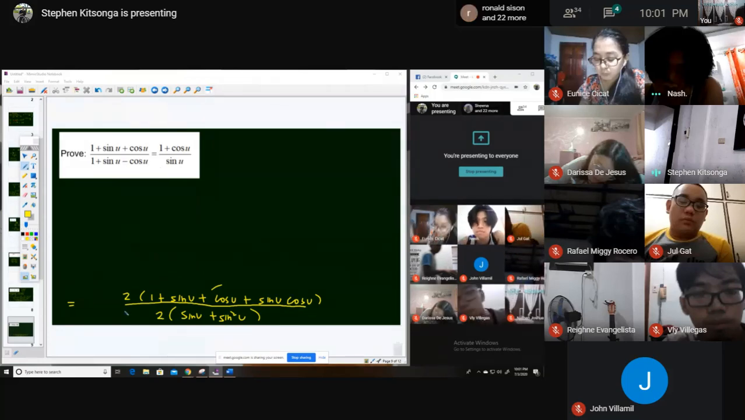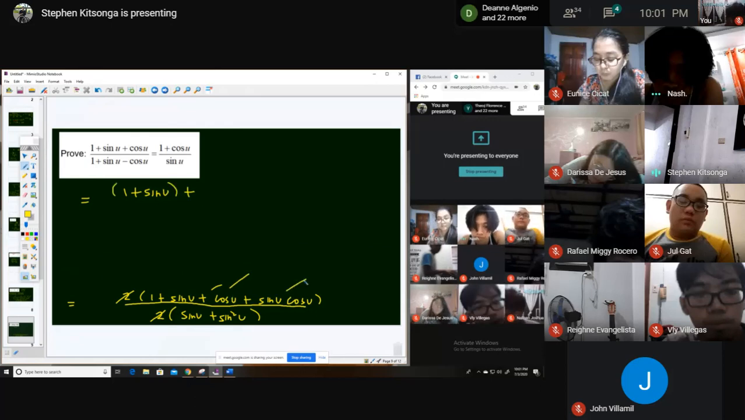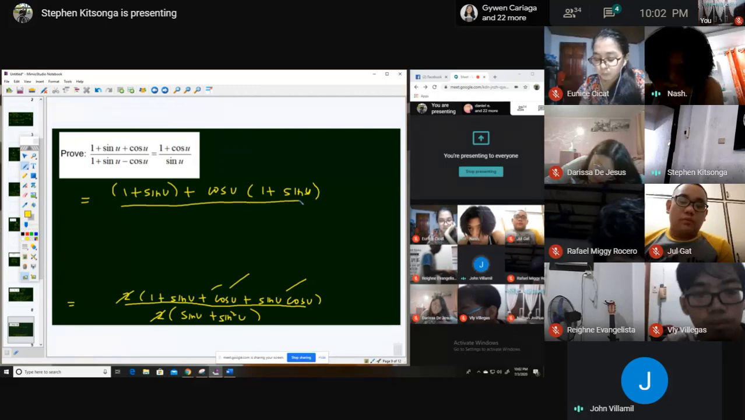The 2 cancels out, so I won't write it anymore. Pero ang mangyari, numerator is 1 plus sine u plus, gugroup kong ganyan. Notice here, meron common. Ano yung common dyan? Cos u. And then may common. Factoring out, maging ganyan. You following it, guys? And then denominator is sine u, factor out sine u.